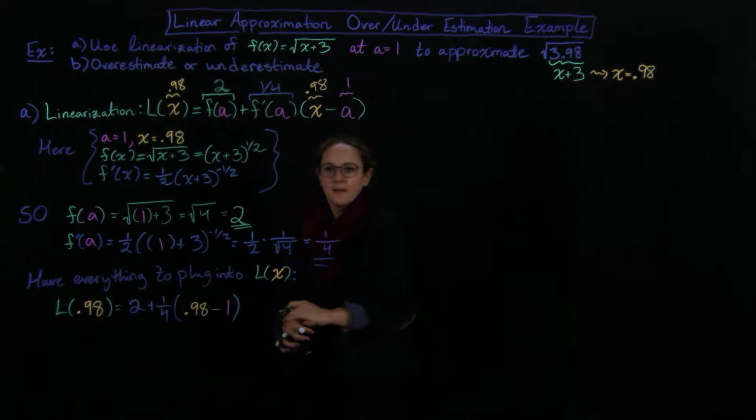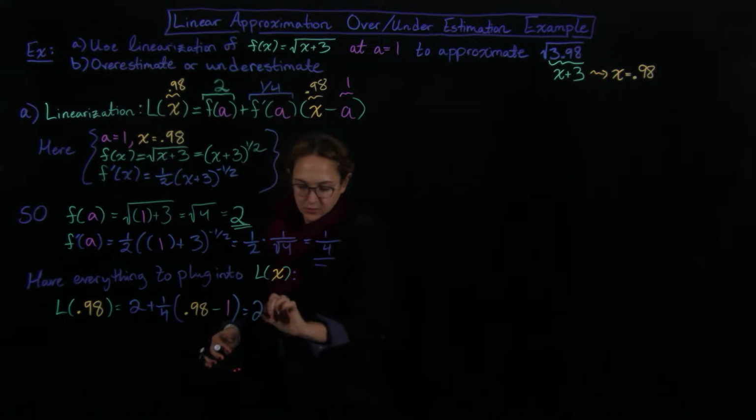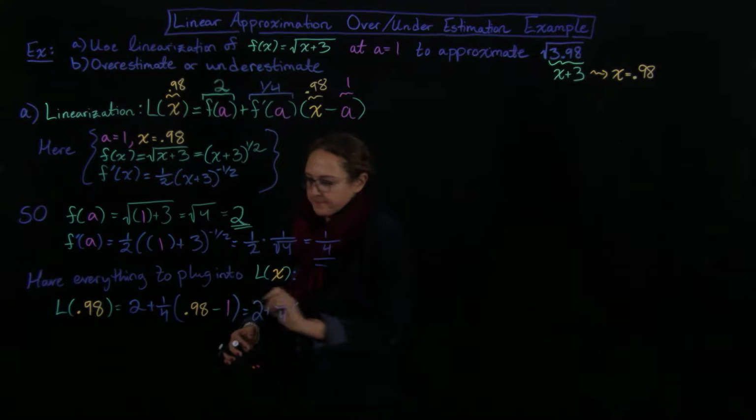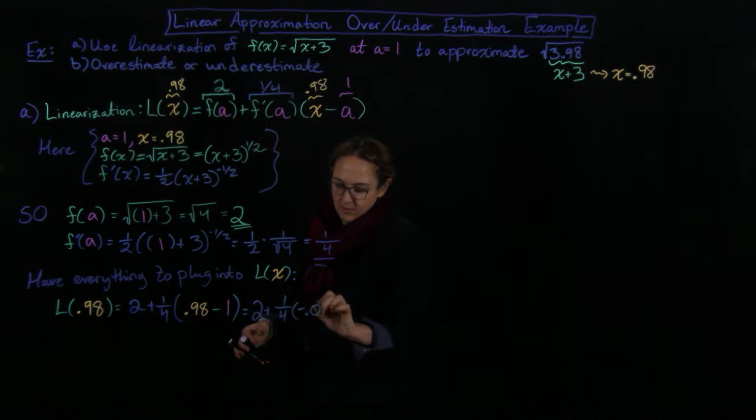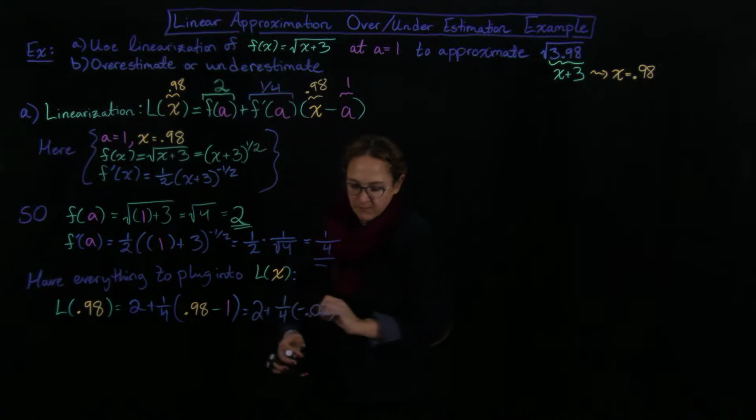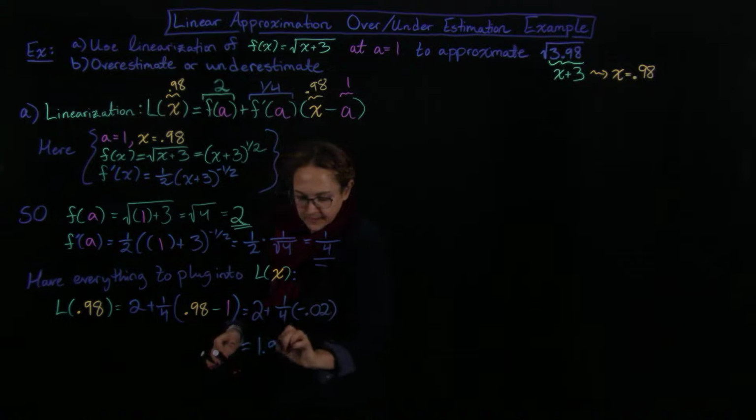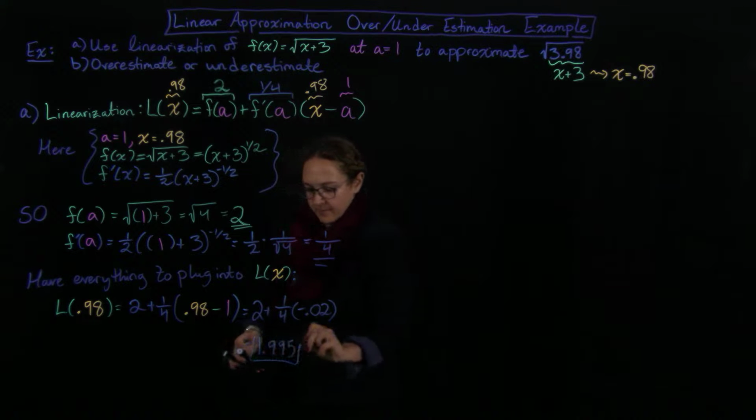So I'm going to get 2 plus 1/4 times 0.98 minus 1, which is actually minus 0.02. So this is going to equal 1.995.